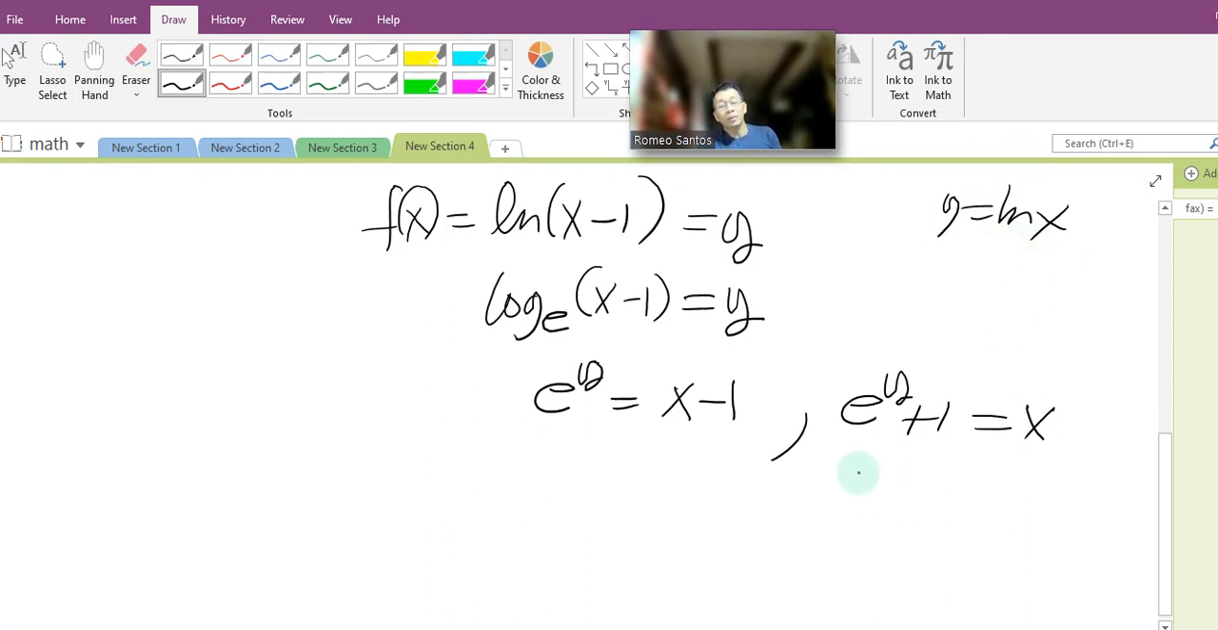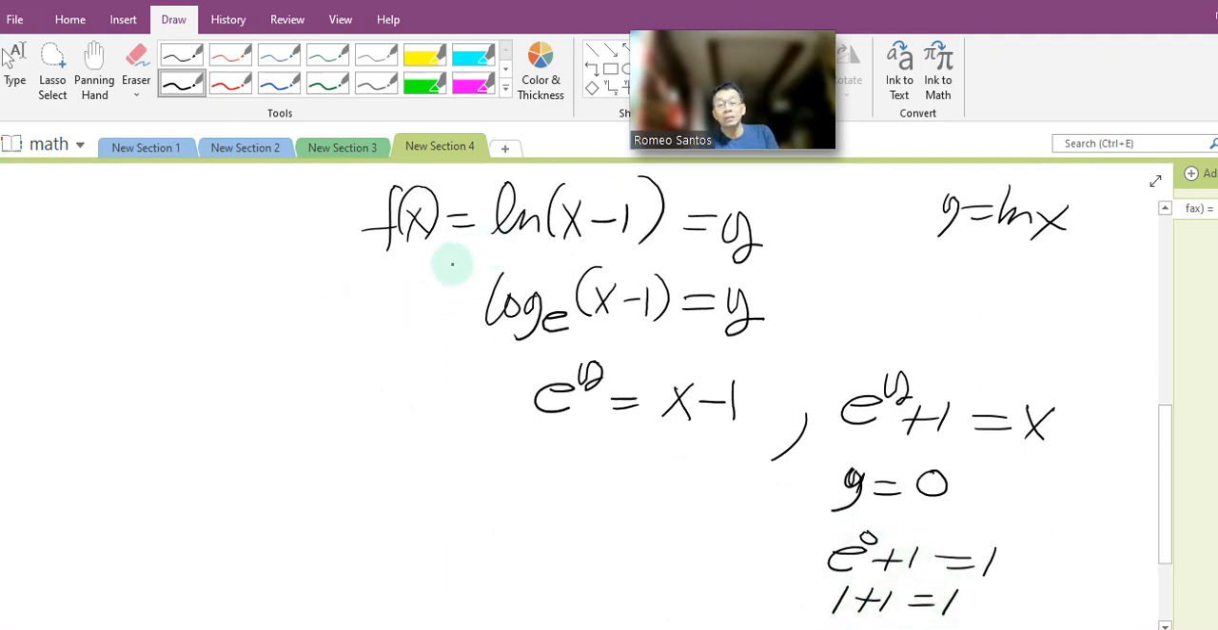Okay, for example, when y is equal to, let us say, 0, so this is the x-intercept. e to 0 plus 1 is equal to x. And of course, e to 0 is equal to 1. So 1 plus 1 is equal to 2.